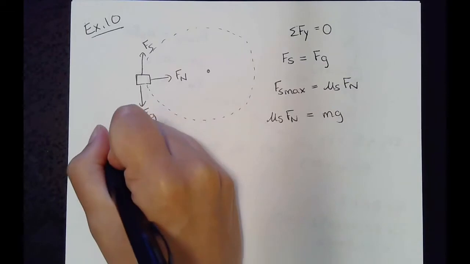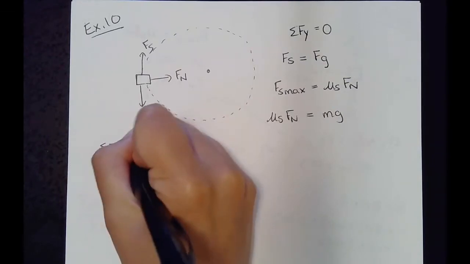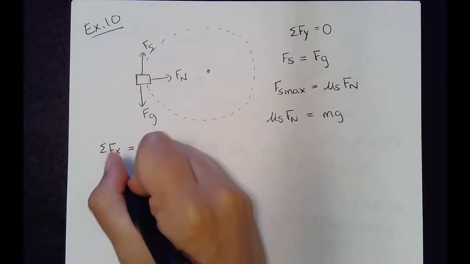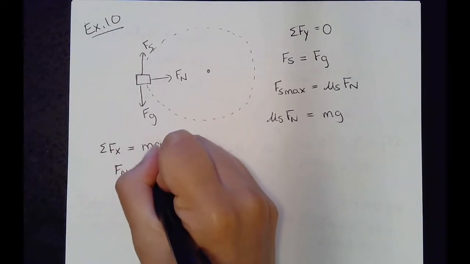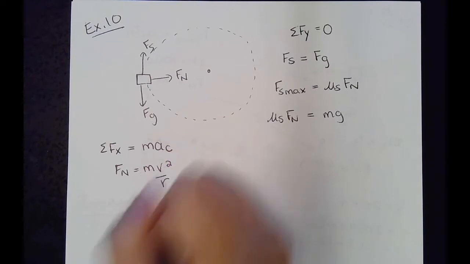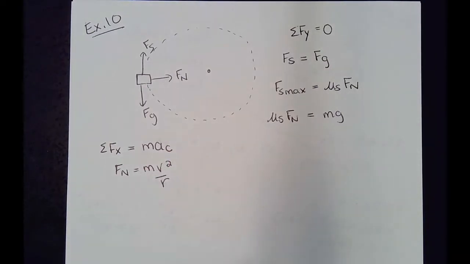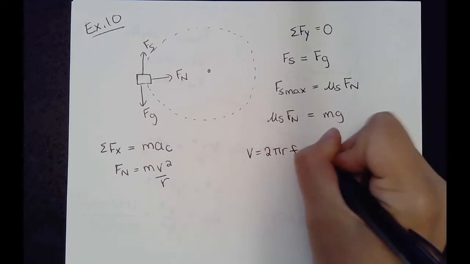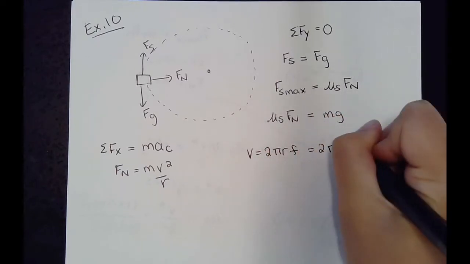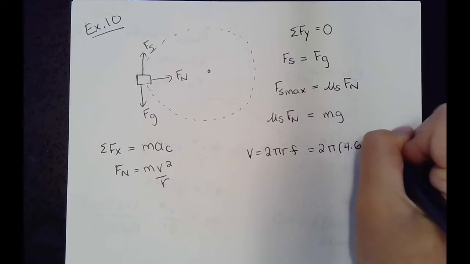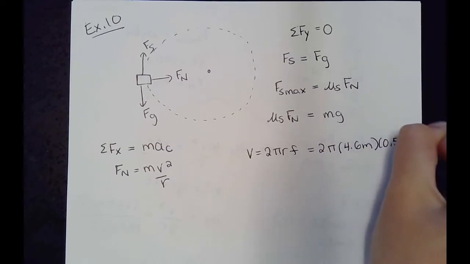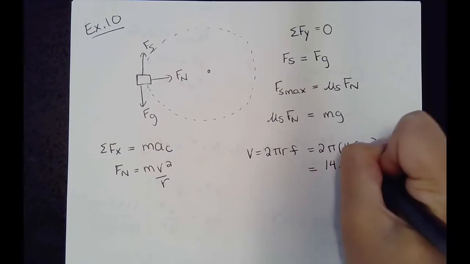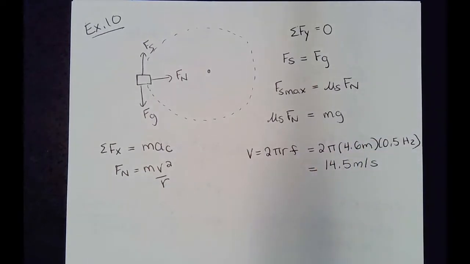Now let's look in the x direction. In the x direction, or the radial direction, we have the net force equal to mac. So Fn equals mv squared over r. Now before we continue, we'll need the speed, so let's find that. V equals 2 pi rf. So 2 pi times 4.6 meters times 0.5 hertz, which is 14.5 meters per second for the speed.